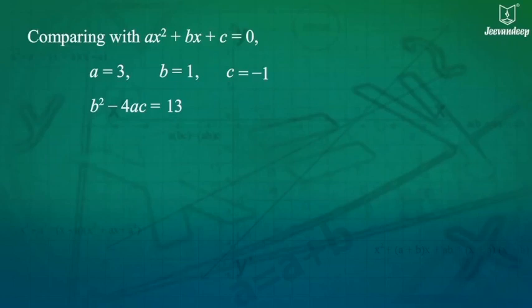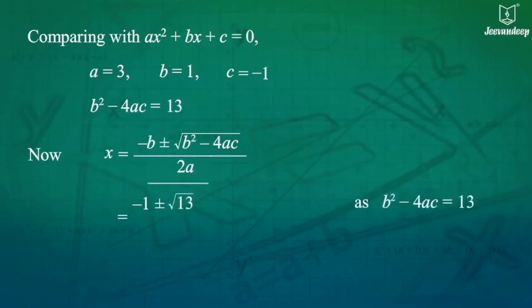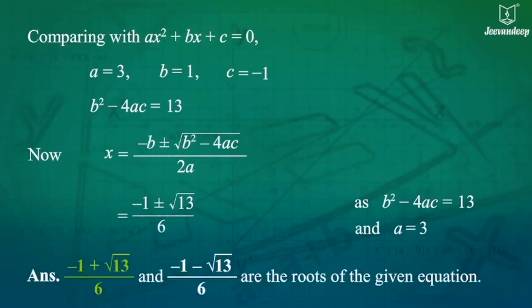Putting the values of a, b and c in the formula x = (-b ± √(b² - 4ac))/2a, we get x = (-1 ± √13)/6. Therefore, (-1 + √13)/6 and (-1 - √13)/6 are the roots of the given equation.